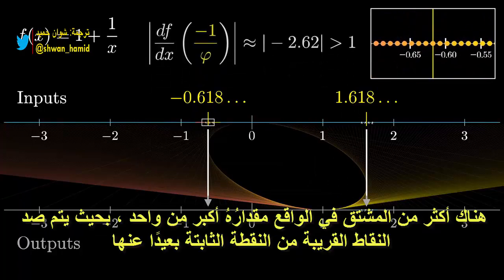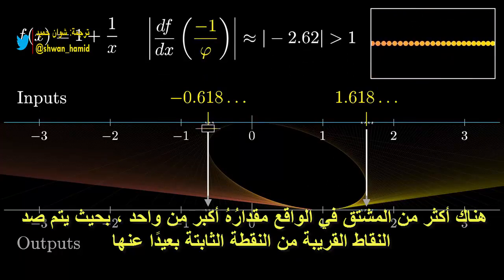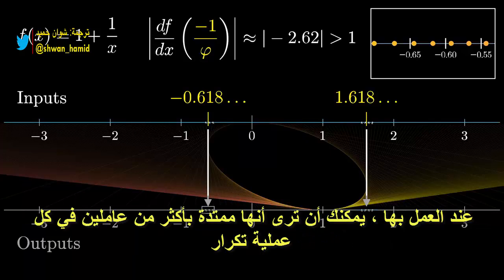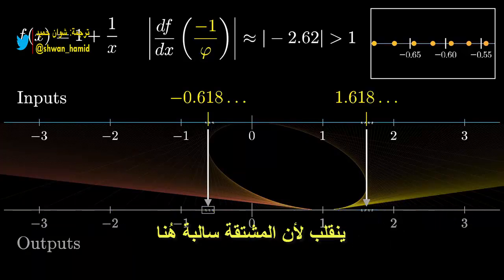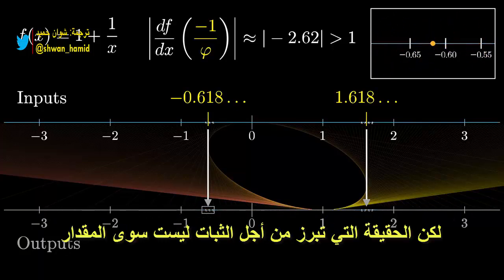Over there, the derivative actually has a magnitude larger than 1, so points near the fixed point are repelled away from it. And when you work it out, you can see that they get stretched by more than a factor of 2 in each iteration. They also get flipped around because the derivative is negative here, but the salient fact for the sake of stability is just the magnitude.